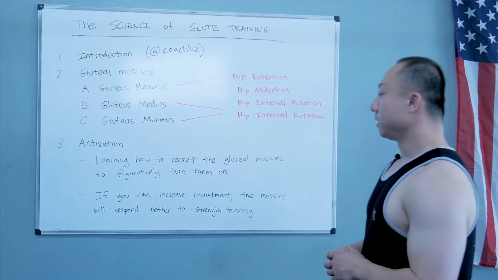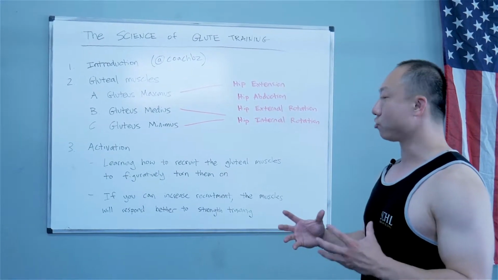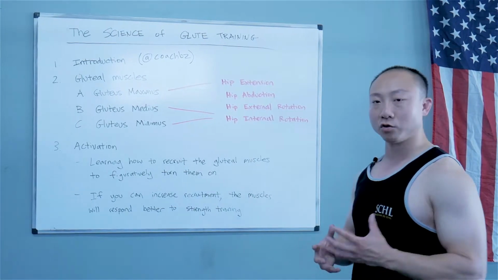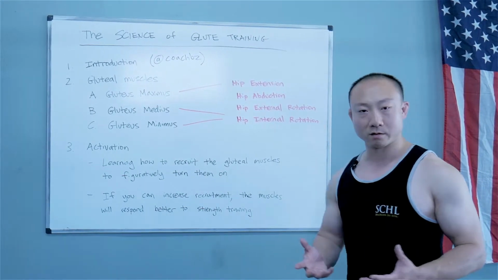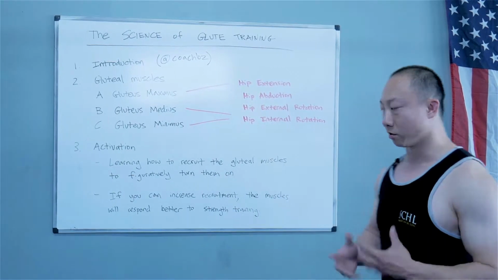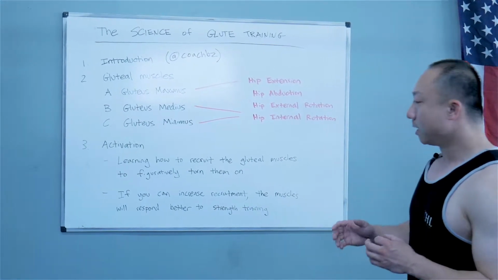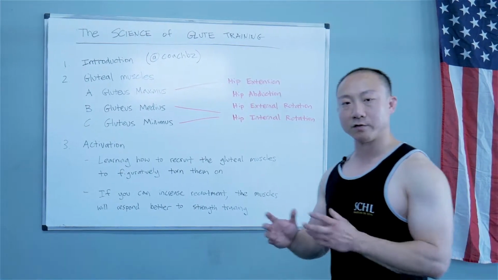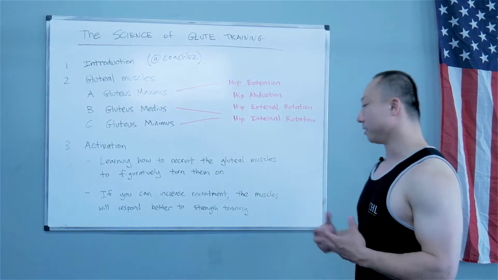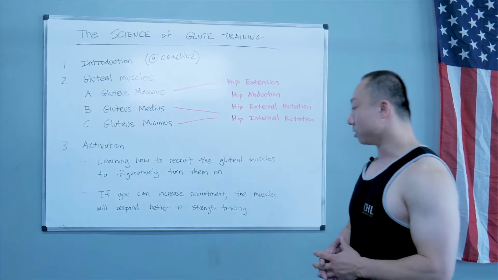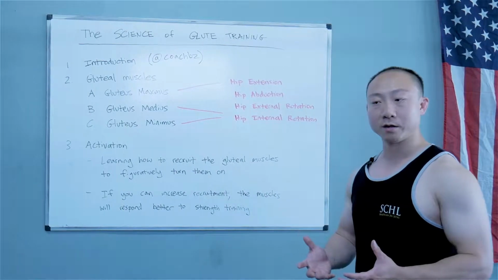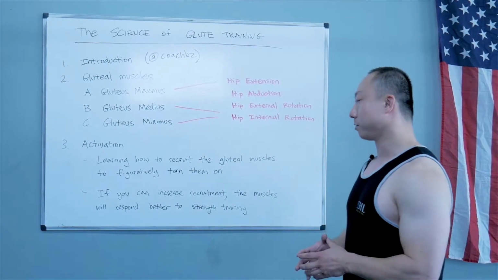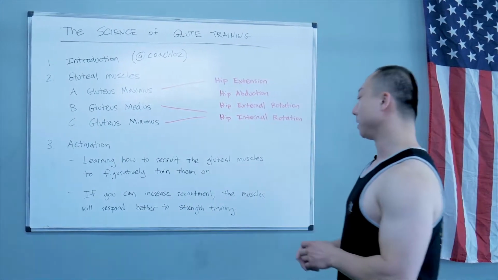So this is just a quick intro on activation. We're going to get to the exercises in other videos. Activation is basically learning how to recruit the gluteal muscles to turn them on, figuratively. Not literally turning them on. They should always be on, right? But learning how to recruit the specific muscles needed for the specific movement a little better, increasing the recruitment of motor units. When you can increase recruitment, the muscles will respond better to strength training. So when you can turn them on, figuratively, they will respond better.